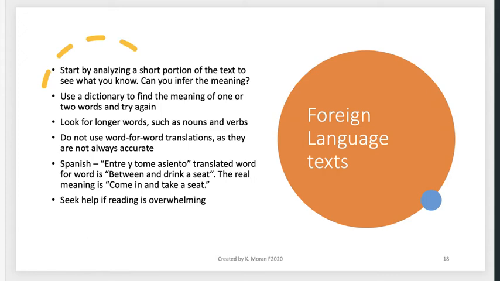Now, if you can't infer the meaning, go back and choose a few key words and look those up in the dictionary. And then try again to see if you can read through the passage and understand. Don't use word-for-word translations either, as they are not always accurate, as you can see from the examples that I have included on the slide. And finally, seek help if the reading is overwhelming for you. Again, you can go to people that are in your course, you can go to your professors, or you can go to online experts who can help you as well.